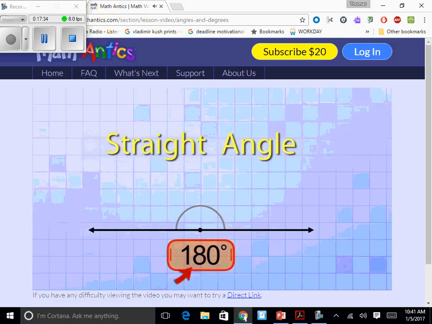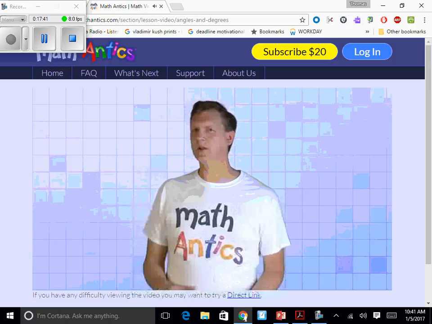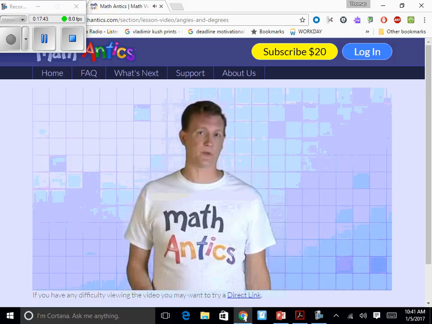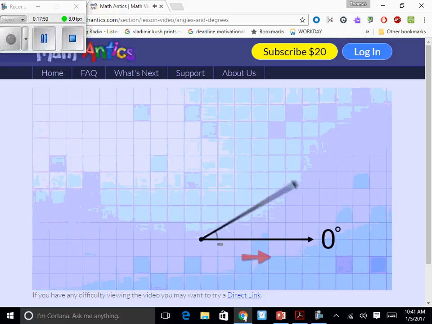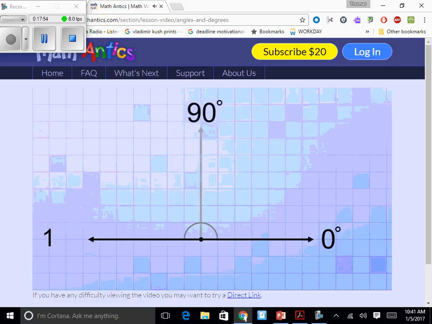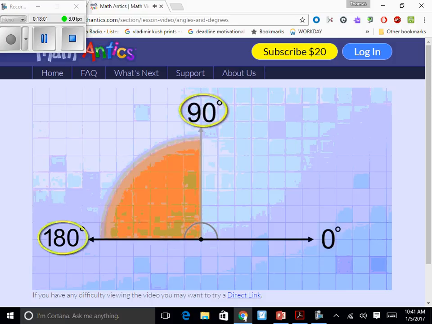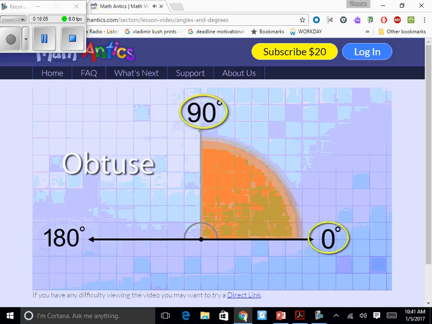Now before we go on, let's quickly review the important angles and regions that we've looked at so far. Our angle measurement is 0 degrees when the rays point in exactly the same direction. It's 90 degrees when they're perpendicular and form a right angle. And it's 180 degrees when they point in opposite directions and form a straight angle. In this region, between 90 and 180, we find obtuse angles. And in this region, between 0 and 90, we find acute angles. One important acute angle is 45 degrees, since it's half of a right angle.